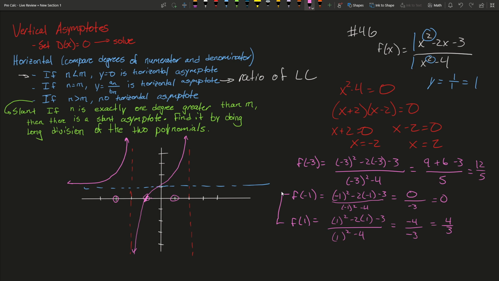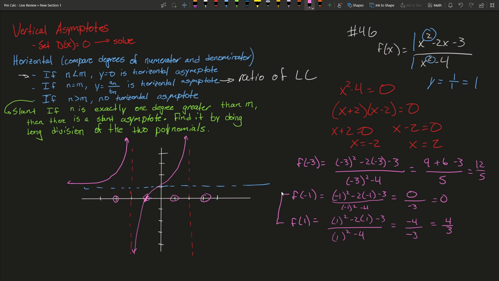So it'll look a little bit like a cubic. So it is possible to cross the horizontal asymptotes. Usually it happens in between, and you just have to check a couple of values close to the asymptotes to determine that.